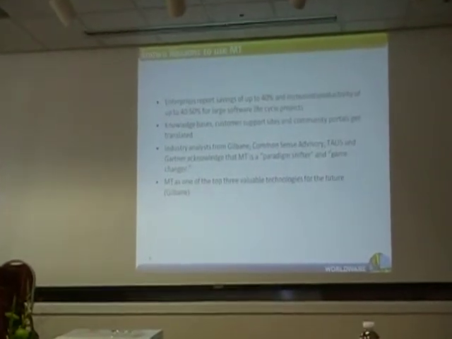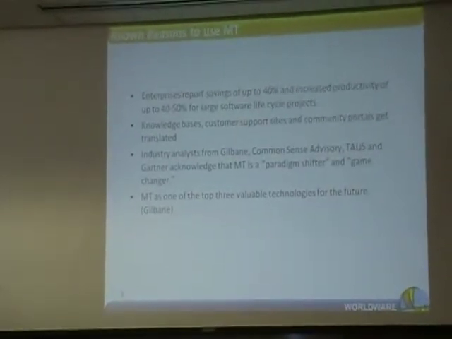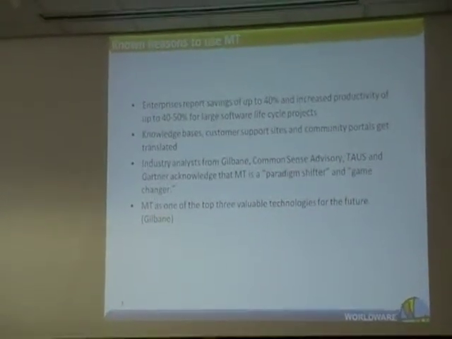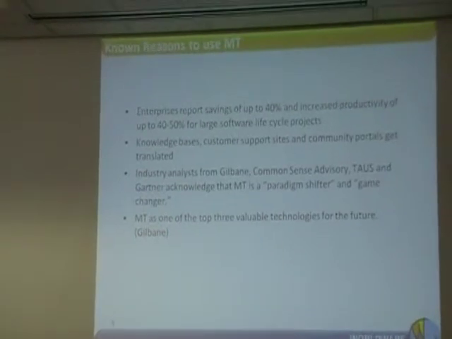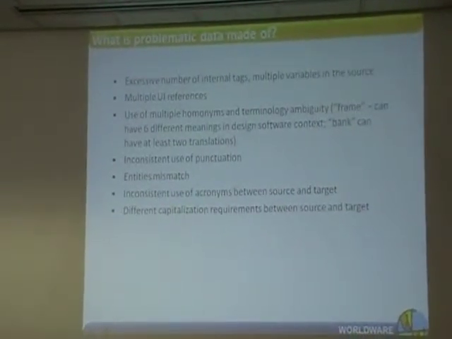And how does it do it? Simple. It's automated. It is predictable. It is rigid. And by being so, it can actually help you with things that might slip through the cracks with a human process. So what is problematic data?